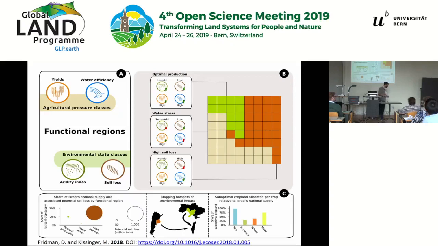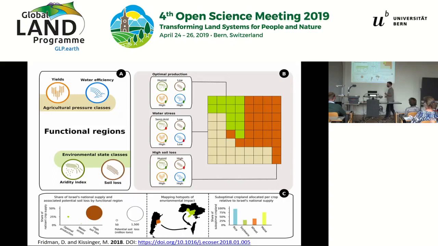So in order to investigate it, we decided to cross the global crop production system into unique classes based on their environmental state and their agricultural performance. We call this kind of combination functional regions. We use crop-specific and spatially explicit data on yields, irrigation, potential soil loss, and water availability, and we cross them together to get 24 unique classes of functioning. Finally, we used trade data to quantify the flows of crops into Israel from each functional region.